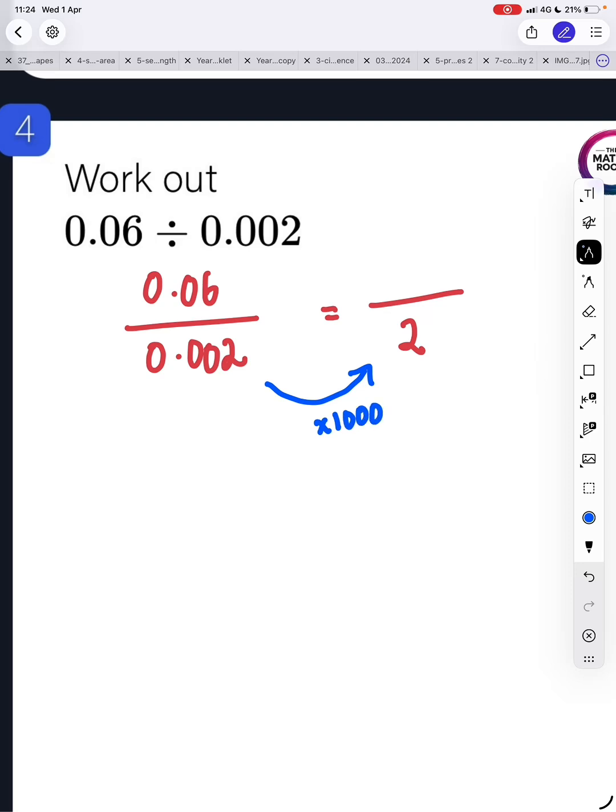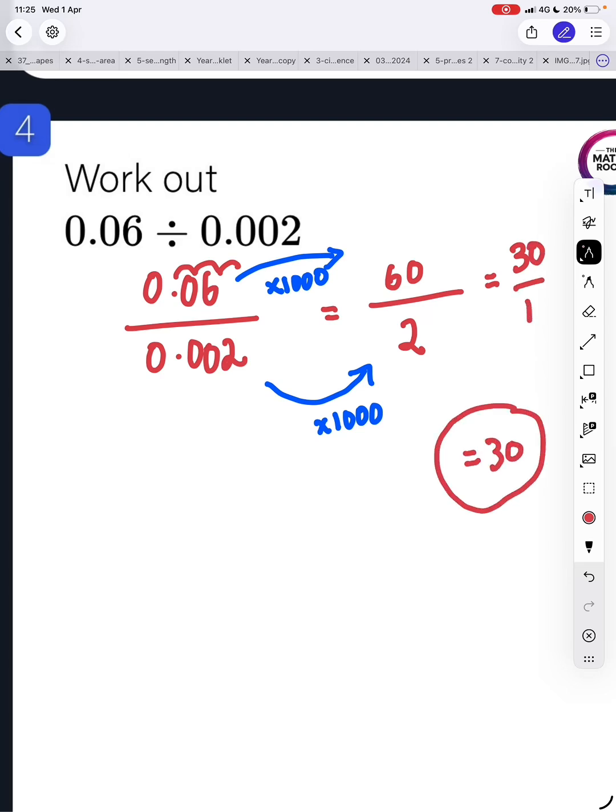In a fraction, anything you do to the denominator needs to be done to your numerator. So I'm going to times this by 1,000 as well. So I'm going to be left with 10, 100 and 1,000. So that's going to be 60 divided by 2. Now, I don't even need to do a bus stop method, because now I can simply half it, divided by 2, both things. I can simply divide my numerator and denominator by 2. So that's going to give me 30 over 1, which is simply 30, and that's my answer.